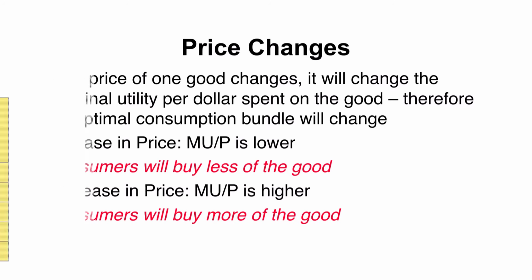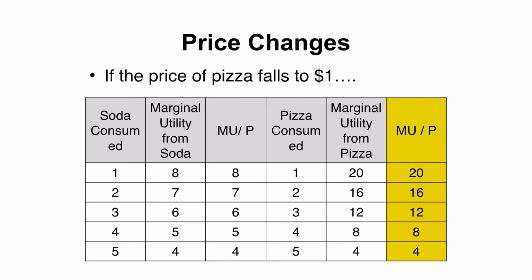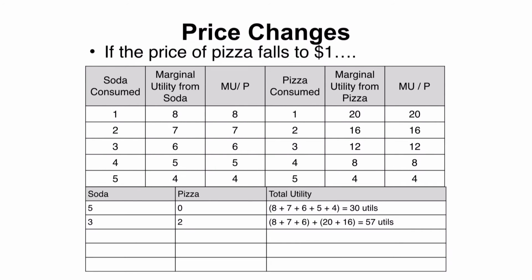Let's refer back to our example to explore this in a little bit greater detail. So now, if we assume that the price of pizza falls to $1, it previously was $2, as you can see, the marginal utility for each dollar that we spend has changed. So what does that mean for our consumption bundles? So once again, here we have our table. So if we spend all of our $5 on soda, we have nothing left over for pizza. We still end up with our 30 utiles, as we did in the first part of our first example.